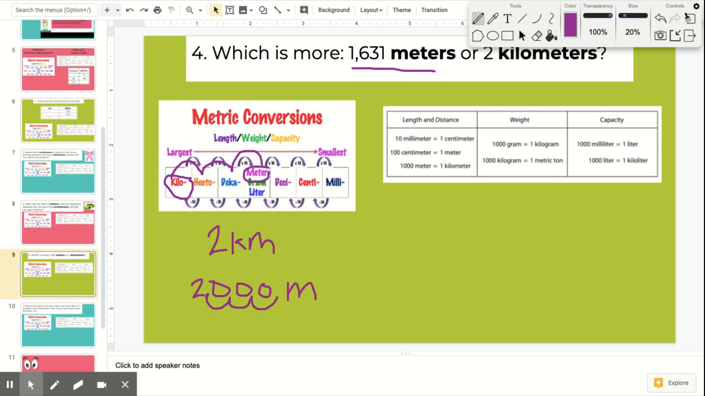So now you are ready to compare them. Is 2,000 meters or 1,631 meters more? Well, 2,000 is the bigger number. So 2,000 meters, which is the same as 2 kilometers, is the bigger amount. So 2 kilometers was the answer for this problem. And moving on to the last one.